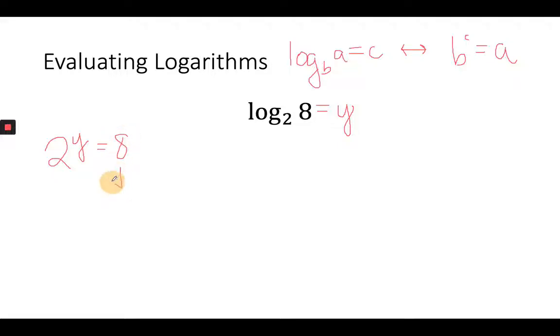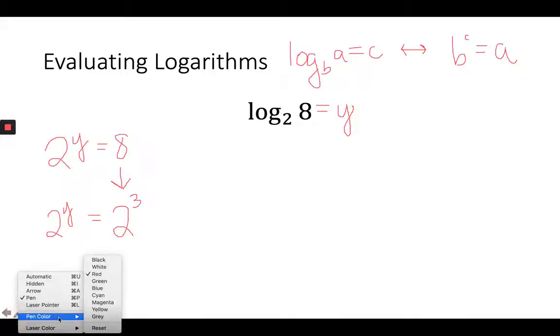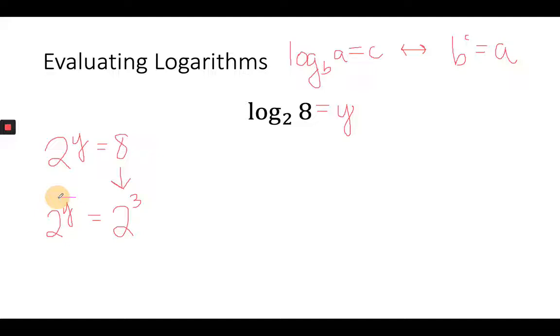And then thinking about what we did earlier this week, rewrite these so they have the same base. I know that 2 to the third power is equal to 8. So if 2 to the y is equal to 2 to the third, now since they have the same base, I can figure out what y is equal to, and y is going to be equal to 3. That's the long way to do one of these problems.